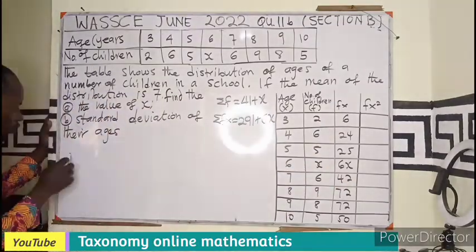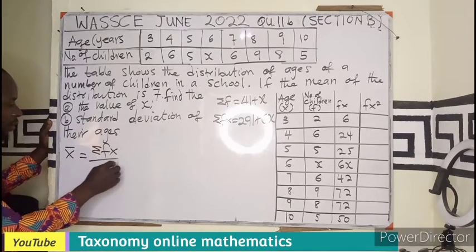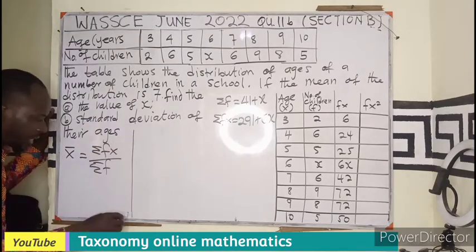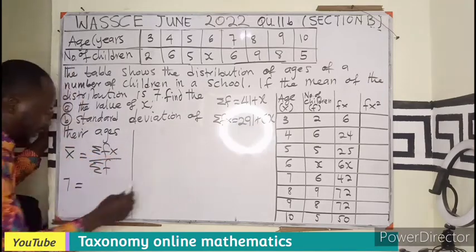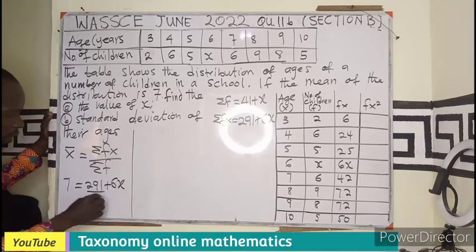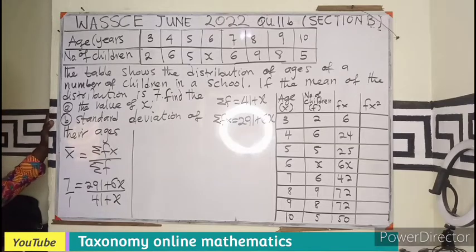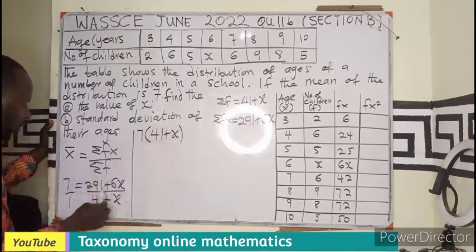Now, let's go to the mean. We know mean is equal to sigma fx over sigma f. But in this case, our mean is given to us as 7. So 7 is going to be equal to the value of sigma fx, which is 291 plus 6x, all this over 41 plus x.